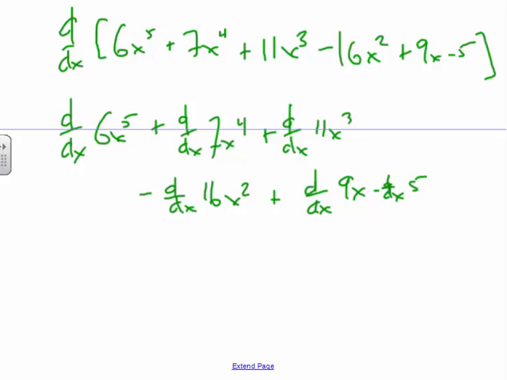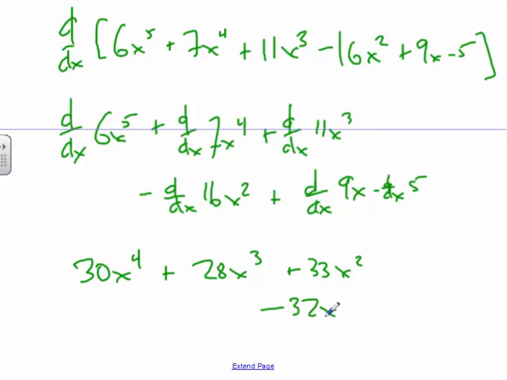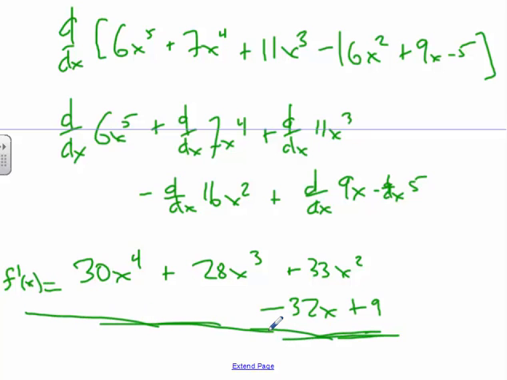The first one is going to give you 30, because 6 times 5 is 30. Drop the exponent by 1, x to the 4. Then you'll have 28x to the 3. You'll have 33x to the 2. You'll subtract, going a little too fast here. 2 times 16 is 32x. Derivative of 9x is 9, and the derivative of a constant term is 0. There is our derivative. Now, we didn't actually use any new rules there. We just used the adding and subtracting rules that we've learned before.